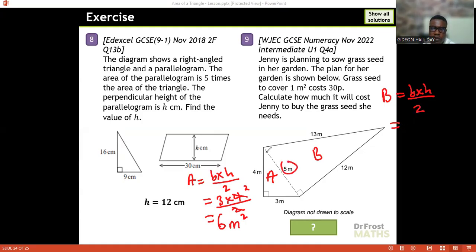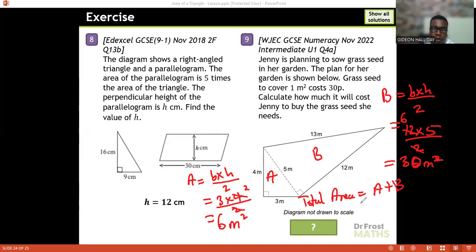You see this line and this line are perpendicular, so that would be 5 and 12. So 12 times 5 over 2. 2 cancels with 12 to give 6. 6 times 5 is 30 meters square. So the total area will be A plus B. That's 6 plus 30, and that's 36 meters square.